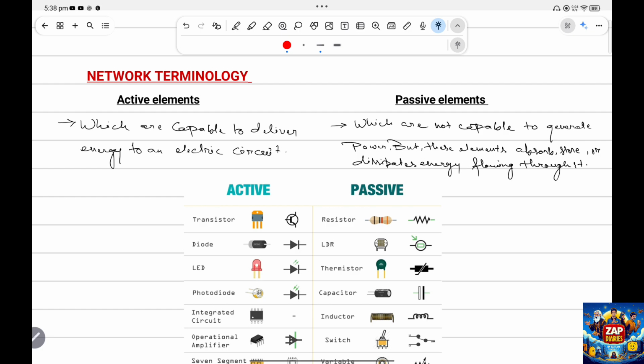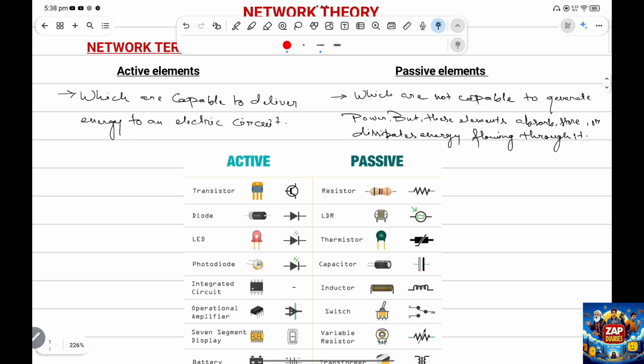So let's start with the active and passive elements. The elements which are capable of delivering energy to an electric circuit are called active elements. And the passive ones are the components which are not capable of generating power, but absorb, store, and dissipate the energy flowing through them.